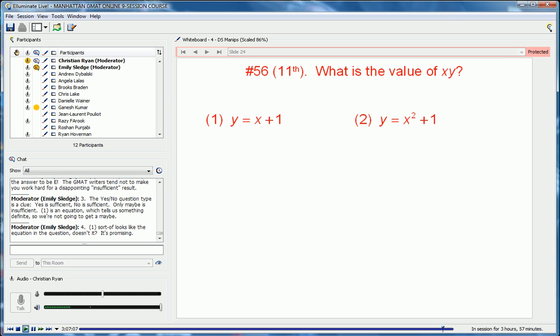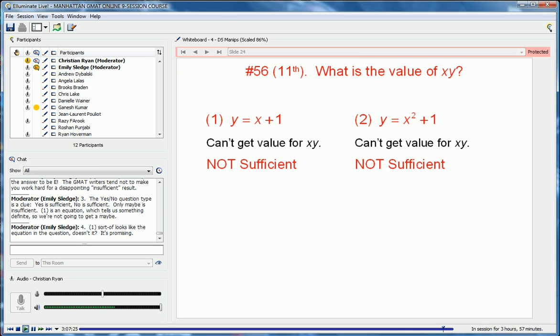Lastly, what is the value of xy? Hopefully you're thinking, okay, I could not get a value for xy out of this. If I just multiply both sides by x, I get xy on the left, and I get x squared plus x on the right, which is not enough. Likewise, statement 2 is not going to be enough. So pretty quickly I should be saying, from these two statements, I can get it down to C and E.